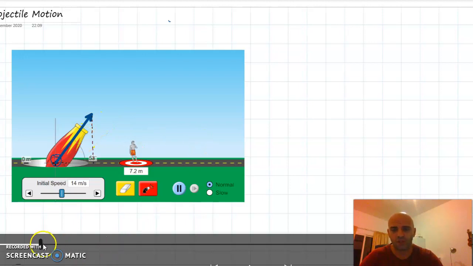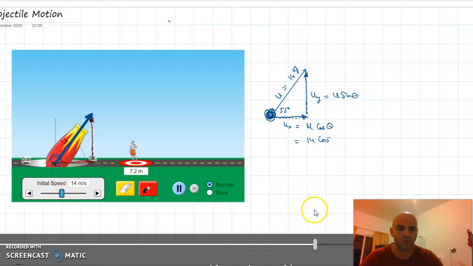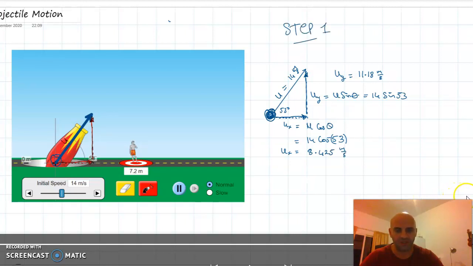Okay, so the first thing to do, once you've got your question, is to break down your vector into its components. So I'm taking the initial velocity u, I take my angle, 53 degrees, and I use u cos theta for the x component and u sin theta for the y component. That gives me uy equal to 11.18 meters per second and ux equal to 8.425 meters per second. Okay, that's step one. Just break it down further.